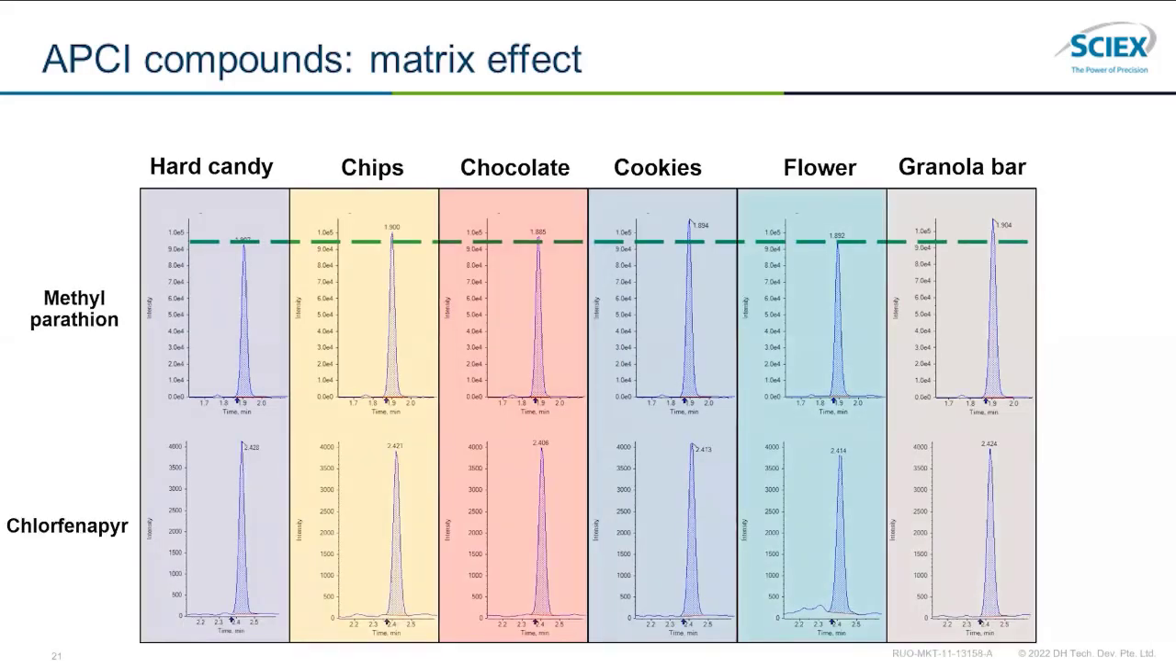And finally, we have chlorfenapyr. Chlorfenapyr, another traditionally GC compound, can be challenging in ESI, but in APCI, we get great recovery and very little suppression.